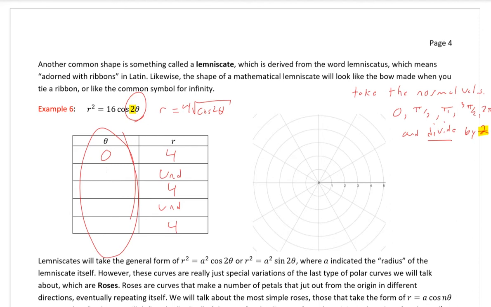So 0 divided by 2 is 0. Pi halves divided by 2 will give you pi fourths. Pi divided by 2 will give you pi halves. 3 pi halves divided by 2 will give you 3 pi fourths. And 2 pi divided by 2 will give you pi.